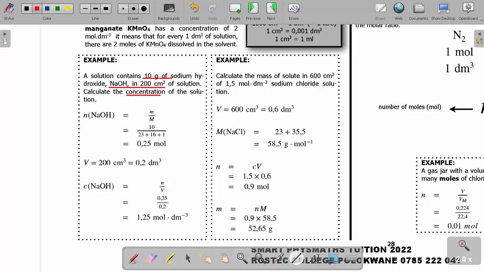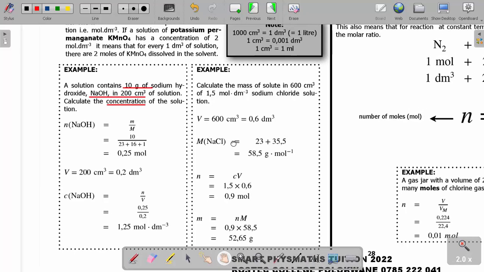So we need the concentration. Now, because C equals N over V, it's better to first get the N, which is the number of moles given by mass over molar mass. The mass given is 10 grams. Then molar mass of sodium hydroxide is going to be 23 plus 16 plus 1, which gives us 0.25 moles. After getting our moles, the given volume must be in decimeters cubed. So we divide by 1,000 to get 0.2. So our concentration equals number of moles divided by volume, which gives us 0.25 by 0.2, which gives us 1.25 moles per decimeter cubed. Hope we are together.